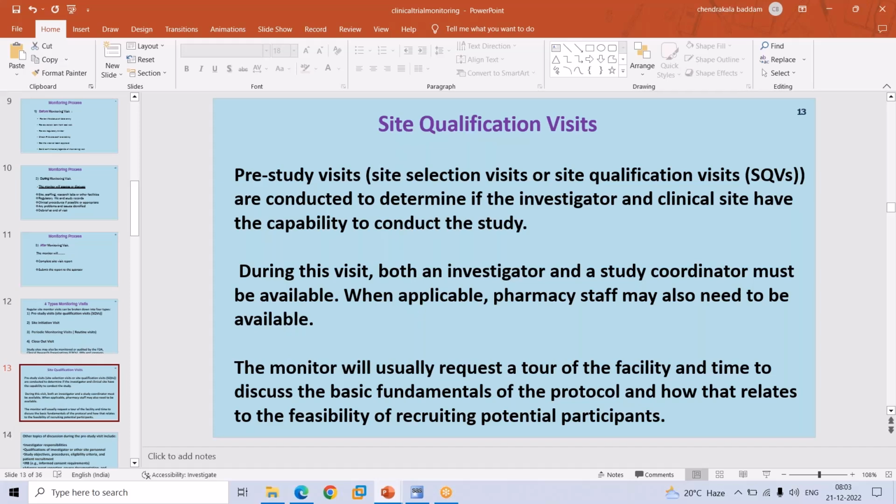The monitor will usually request a tour of the facility and time to discuss basic fundamentals of the protocol and how they relate to the feasibility of recruiting potential subjects. So, how to recruit the participants and how the protocol helps in determining the eligibility criteria. Okay.